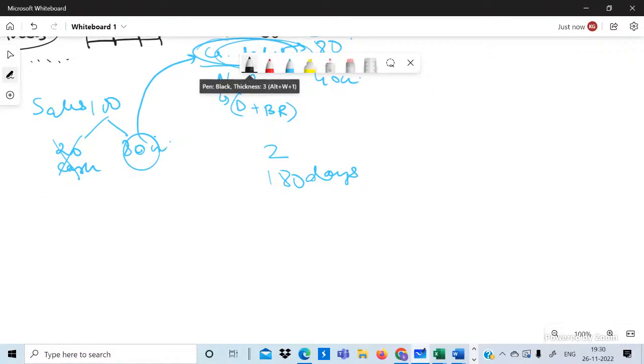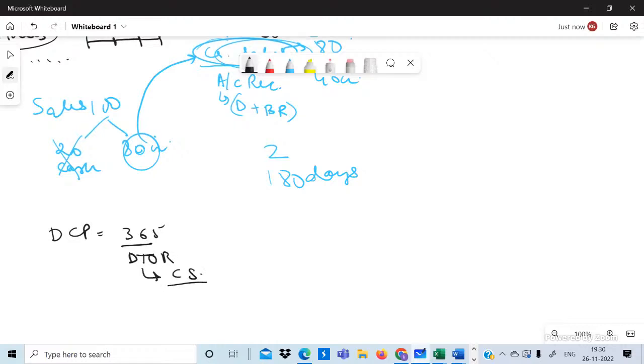So again, just to recap, debtors collection period, if you want to calculate, it's 360 or 365, whatever is given in the question, divided by debtors turnover ratio. And debtors turnover ratio is nothing but credit sales upon accounts receivable. So take your debtors, bills receivable put together in the denominator, and finally you'll get your debtors collection period. On similar lines, you can do it for your creditors and for inventory.